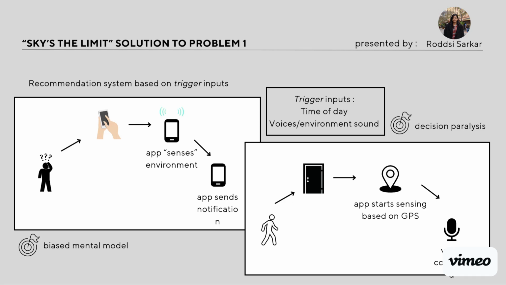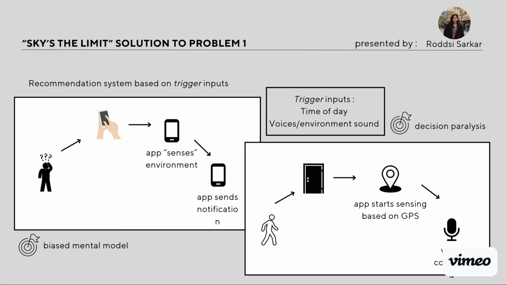Now, our solution is a recommendation system based on triggered inputs. These triggered inputs could be the time of the day that indicates whether it's day or night. Basically, we are trying to gauge the visibility, or some other intelligent input like detecting multiple voices or background noises. And we can collect this data from maybe the inbuilt weather app data to figure out whether it's daytime or nighttime.